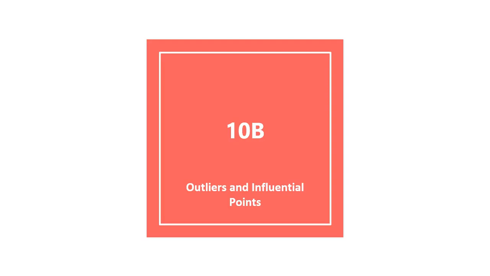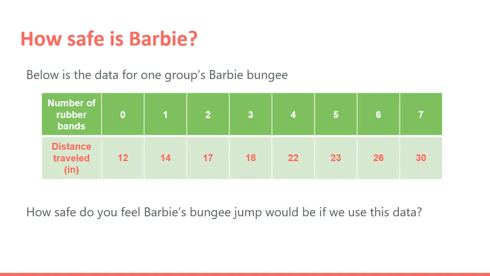10B, we're going to look at outliers and influential points with our scatter plots. To do this, we're going to revisit our Barbie example. So how safe is Barbie? Here we have some example data from one group, okay? And the question is, how safe do you feel Barbie's jump would be if we use this data?